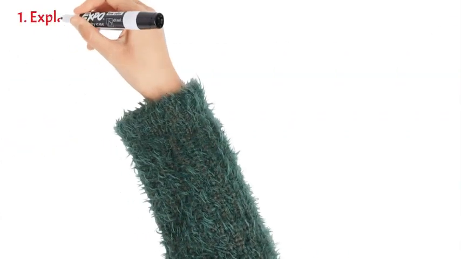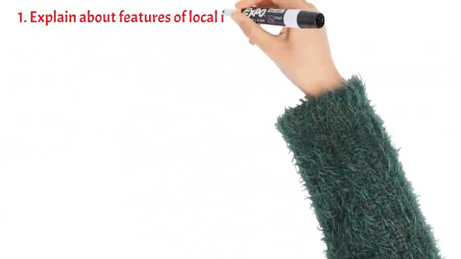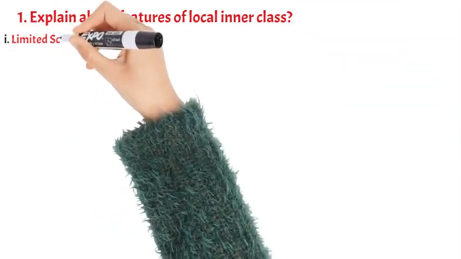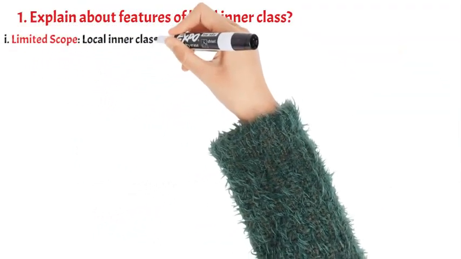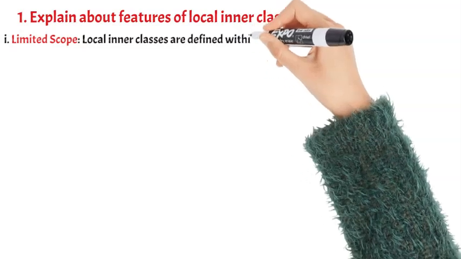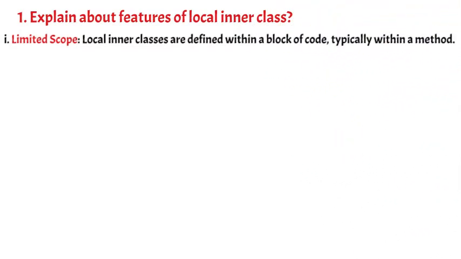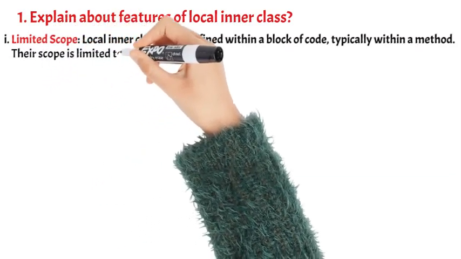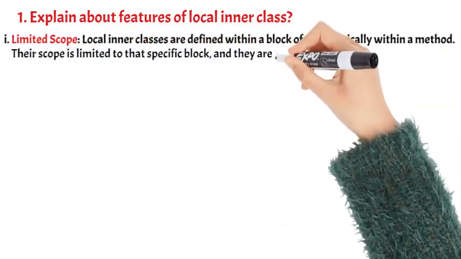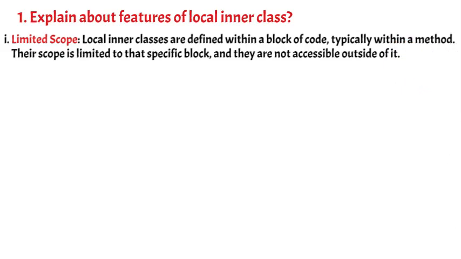1. Explain about features of local inner class. 1. Limited scope. Local inner classes are defined within a block of code, typically within a method. Their scope is limited to that specific block, and they are not accessible outside of it.